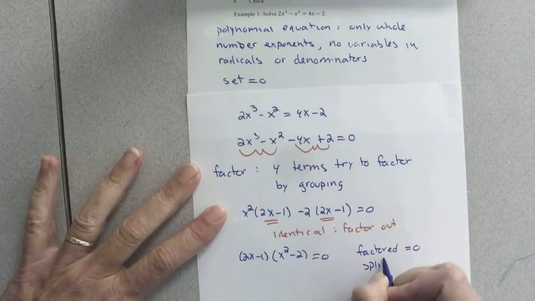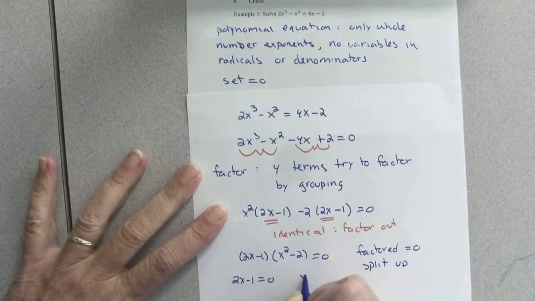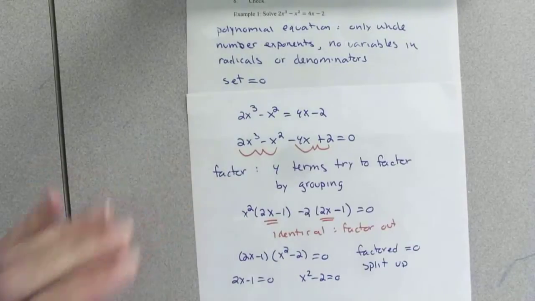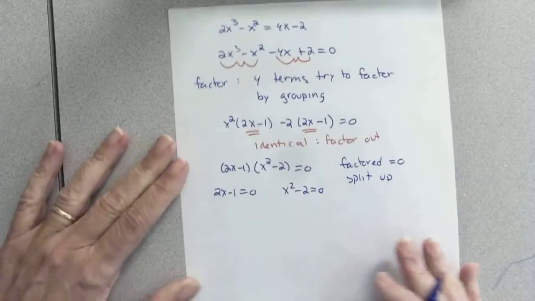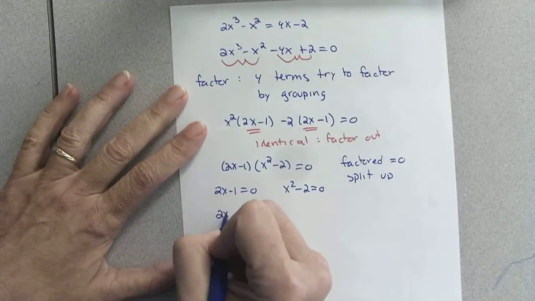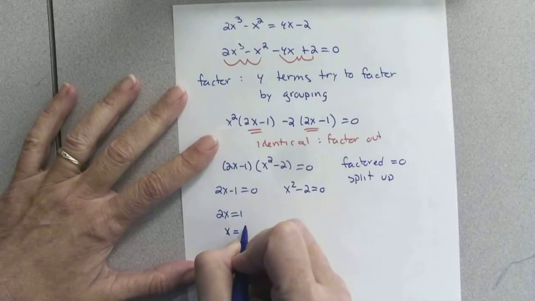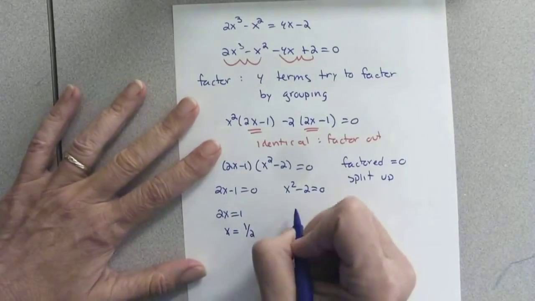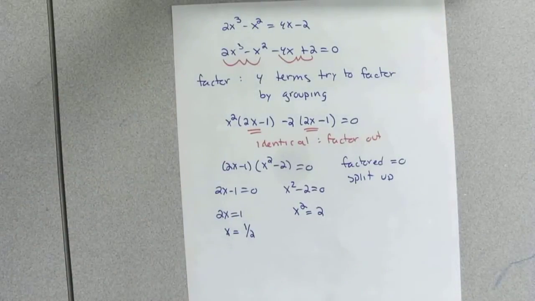So I can split it up. 2x minus 1 equals 0. x squared minus 2 equals 0. And then you just decide what to do from there. I'm going to get 2x equals 1, x equals 1/2. This one I can do very nicely by the square root method, so I'll move that 2 to the other side.